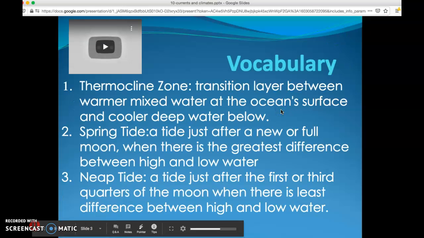Okay, we have a couple more vocab words, so if you will just copy these down. Thermocline zone, which we talked about the other day, spring tides and neap tides, which we're going to talk about in another lecture, all about tides.